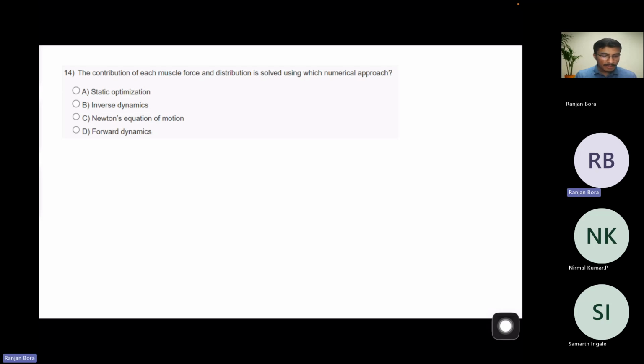Now the contribution of each muscle force and distribution is solved using which numerical approach? I have also discussed this question a few minutes back.